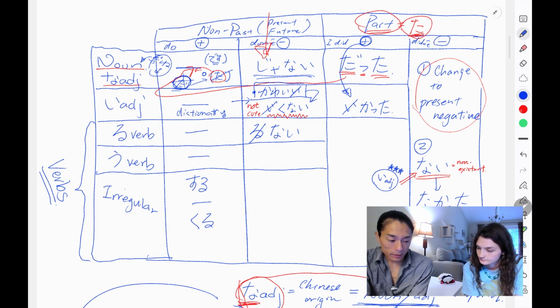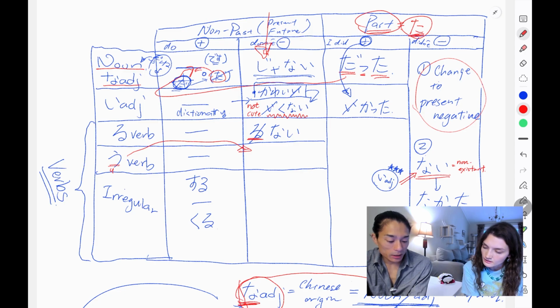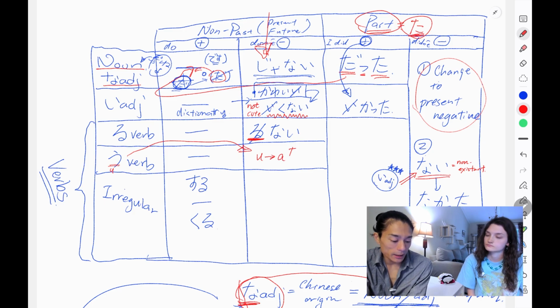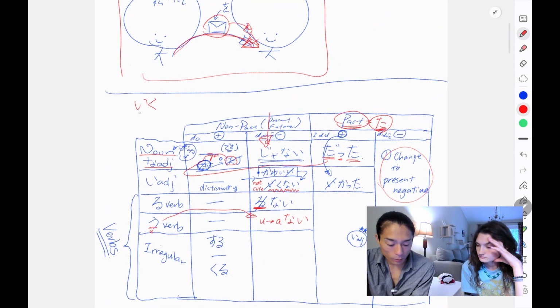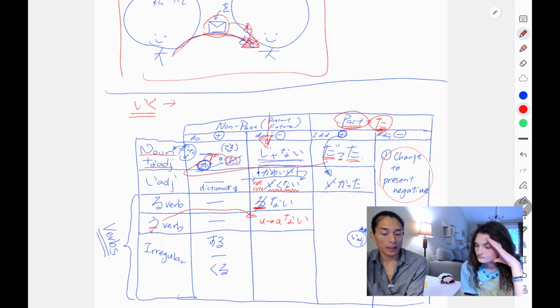Again, u verb is confusing because it's not about the letter u, it's about the vowel u, right? Same thing here. We don't change the letter itself. We change the vowel. Change the u vowel, the last hiragana, to a vowel plus nai. So let's practice. For example, iku is go. How do you change this to negative? I don't go.